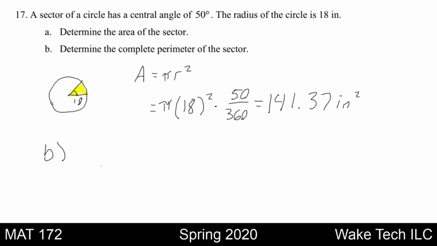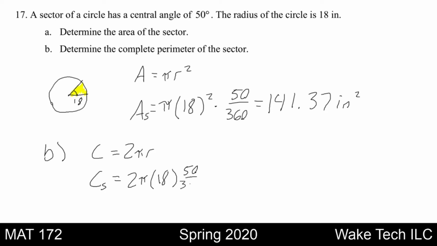We're still dealing with a proportion of the total, but we have some extra work to do at the very end. So the complete perimeter of the sector, I want to ask myself, what's the perimeter of the circle? So a perimeter of the circle is the same thing as the circumference, and circumference is equal to 2 pi r. Now since I want the circumference of just the sector, and I can think of this one as area of the sector, I can write this instead as 2 pi, then r is 18, and then times 50 over 360.